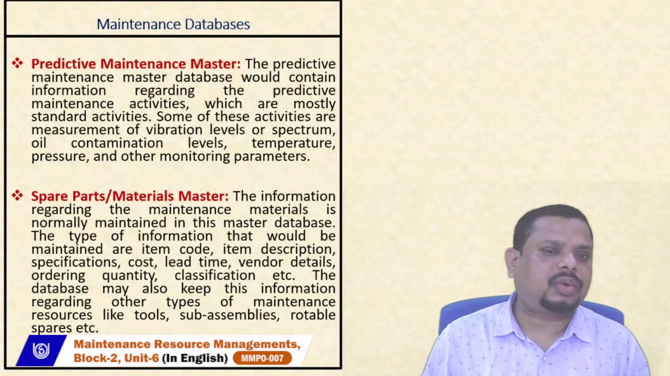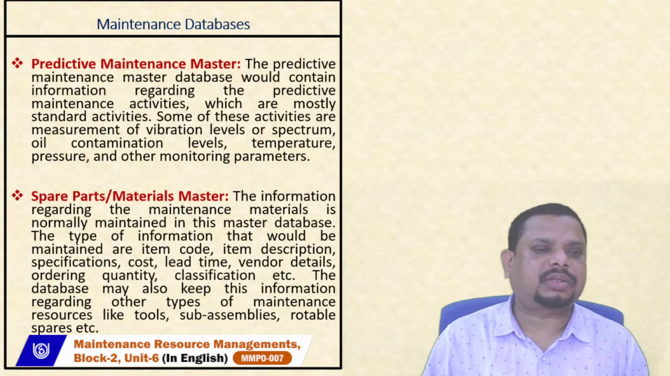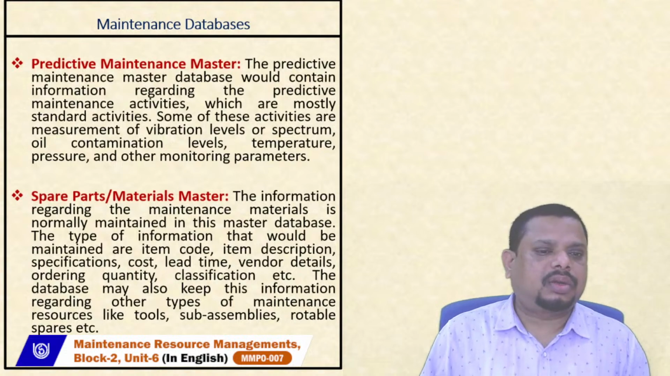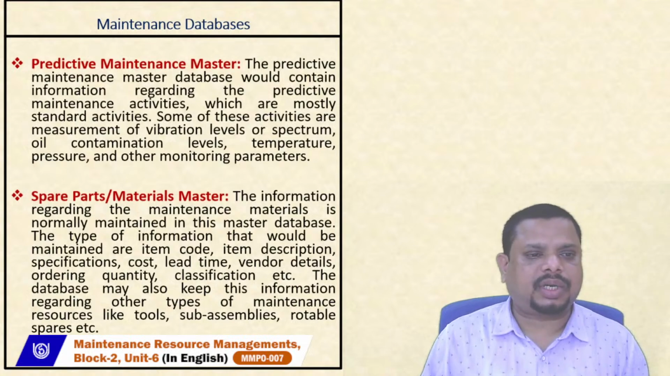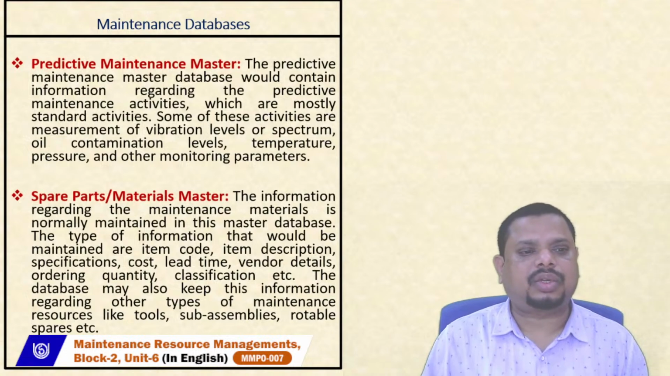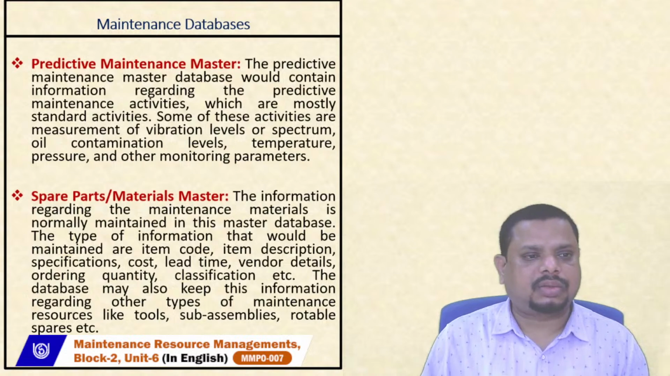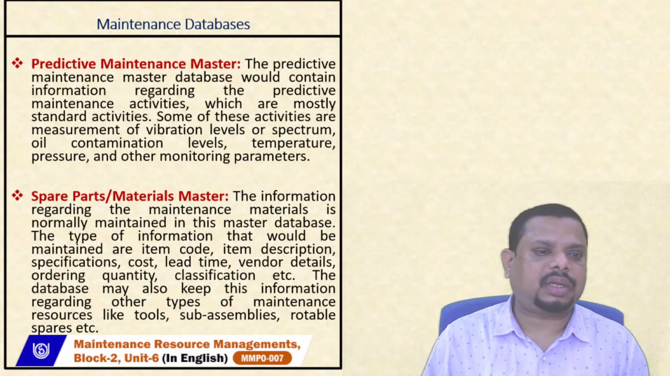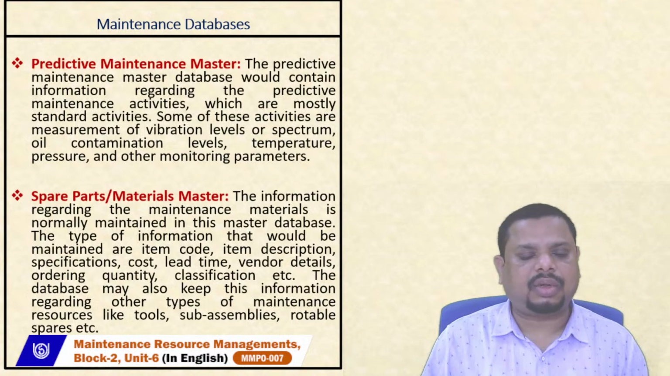Moving to the next one, the fourth one, we have the predictive maintenance master. Here the maintenance master database would contain the information regarding predictive maintenance activities. For example, vibration spectrum, oil contamination levels, temperatures in various apparatus or equipment, pressure in pressure vessels, and other monitoring parameters. So predictive maintenance is the database which contains a large amount of predictive activities related to different equipment.